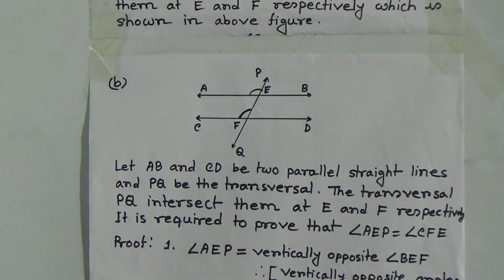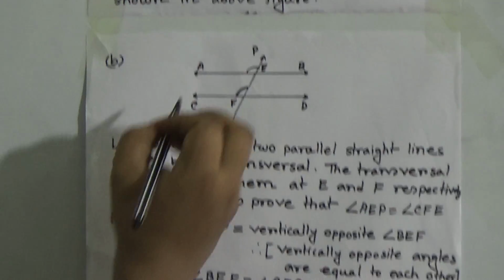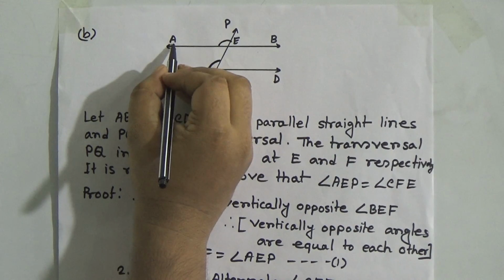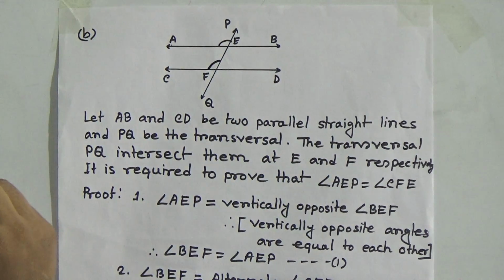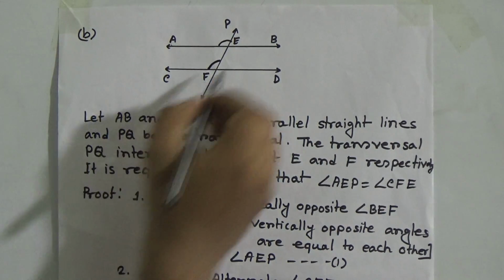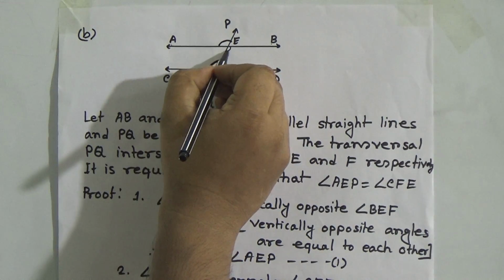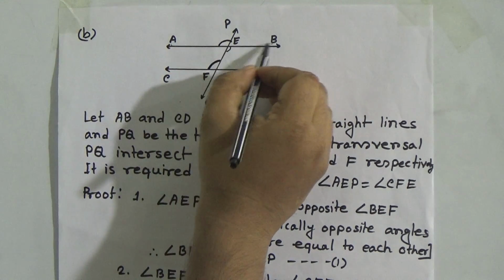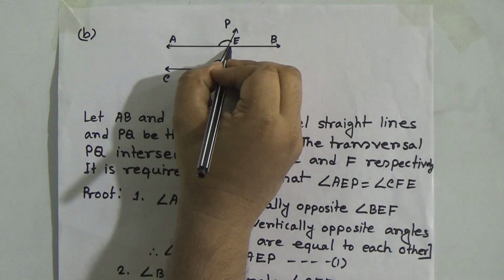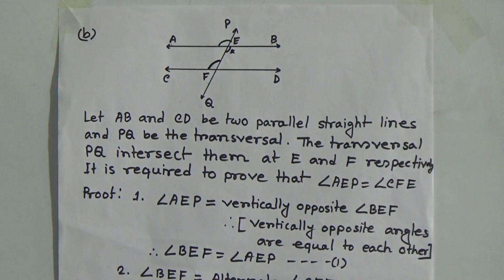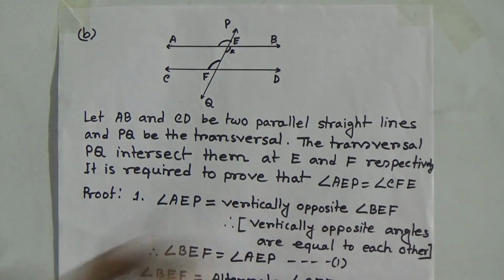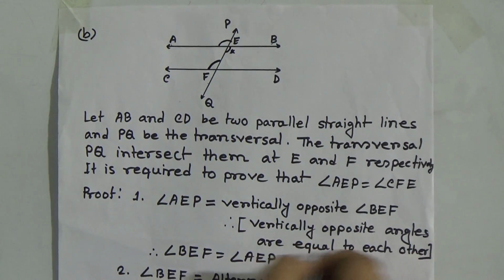Proof. My dear students, notice angle AEP. What is the vertically opposite angle of AEP? The vertically opposite angle of AEP is BEF. I repeat, the vertically opposite angle of AEP is BEF, this angle. So we say angle AEP equals its vertically opposite angle BEF. My dear students, vertically opposite angles are equal to each other.